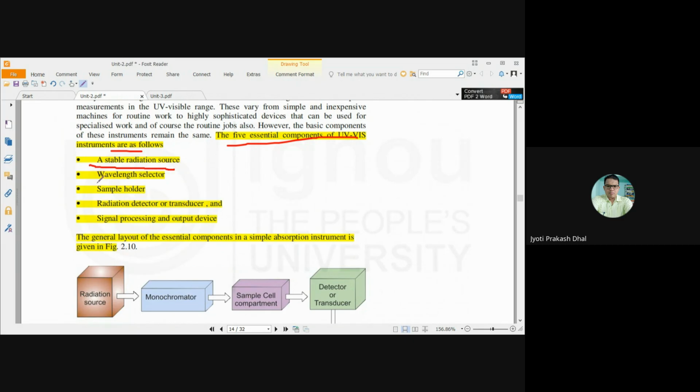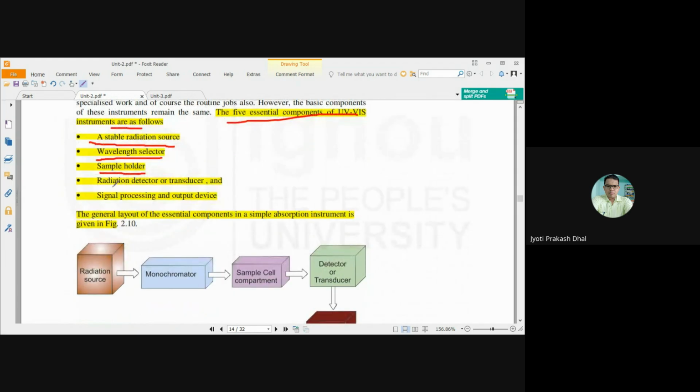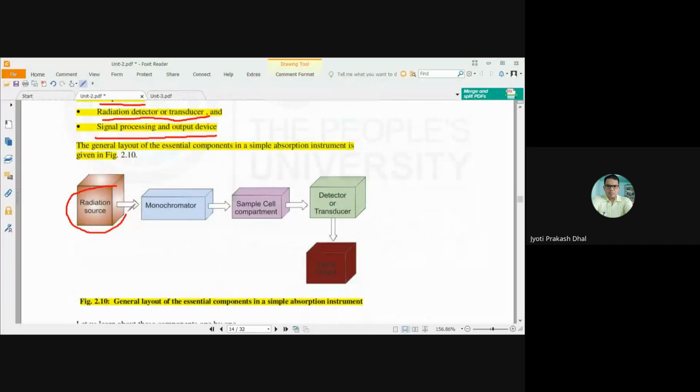The next one is wavelength selector. Third one, sample holder. Then next, radiation detector or transducer. And the final one is signal processing and output device. So here that is the radiation source.